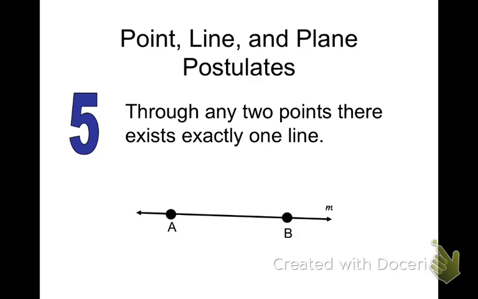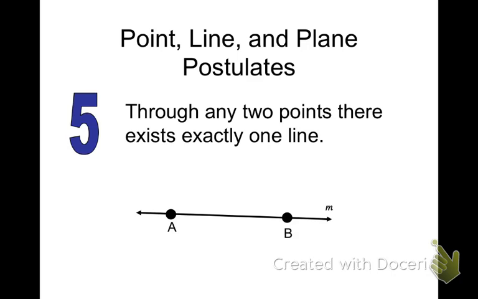So let's quickly look around the room. Can someone give me an example of something in this room that has 2 points with one line going through it? So, tip of the pencil, eraser. Those are my points. Is there only one line going through it? Sure.